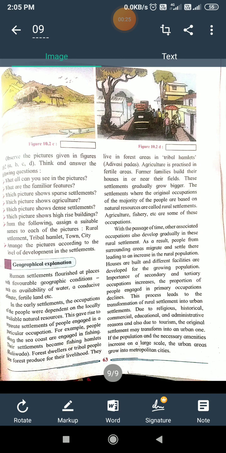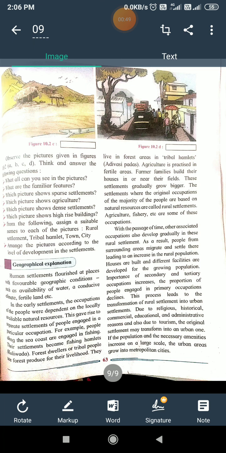So please take out your geography textbook with page number 63. Okay, so today we are going to start with the geography lesson number 10, human settlements. It's a very easy lesson. Basically you have basic knowledge about the settlements, how humans are settling, means what types of houses are there, which types of homes are there.